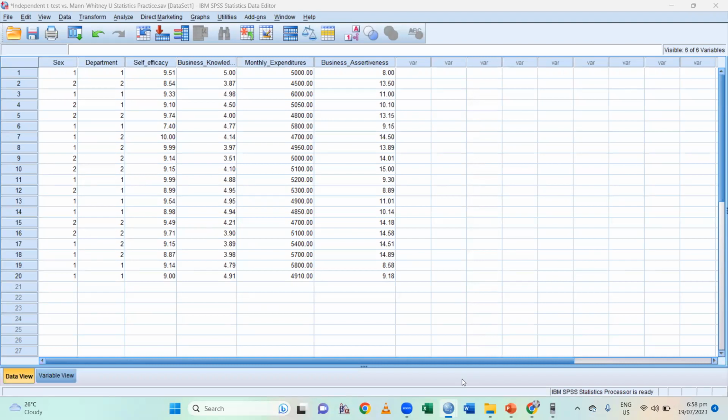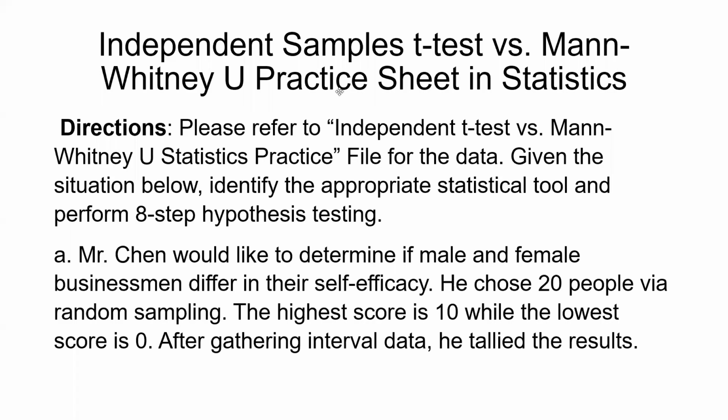So now, let's do the hypothesis testing. All right, let's do our independent sample t-test exercise. For the directions, please refer to the independent t-test versus Mann Whitney U statistics practice file for the data. Given the situation below, identify the appropriate statistical tool and perform 8-step hypothesis testing. Okay, please read letter A, ma'am.